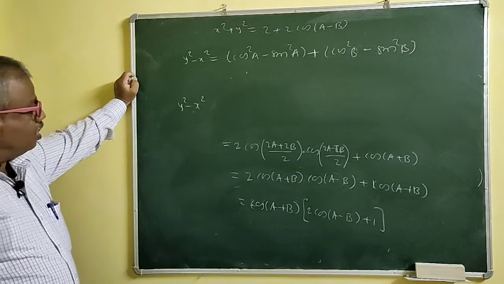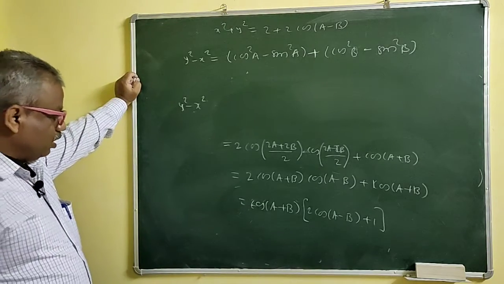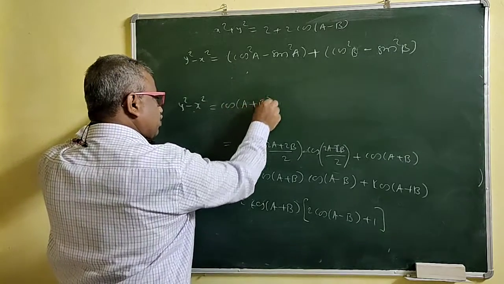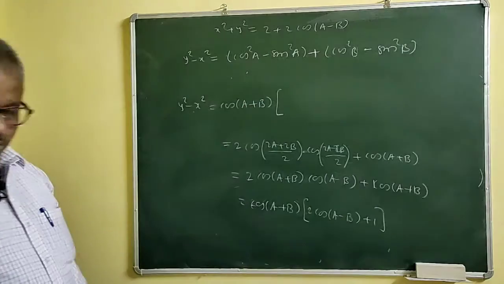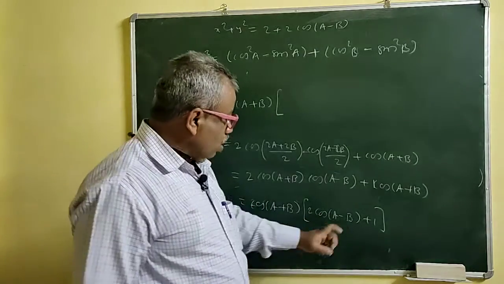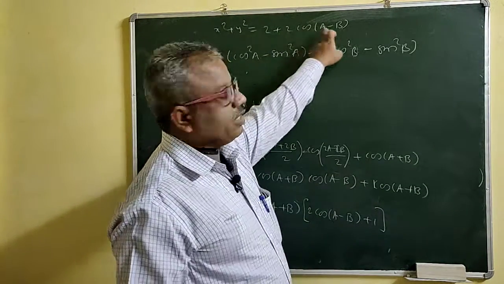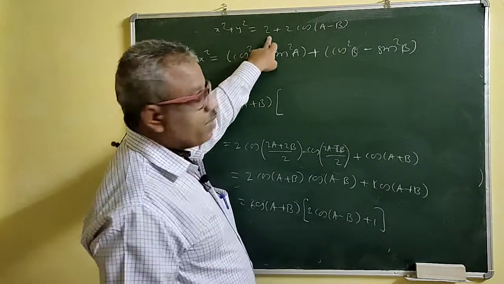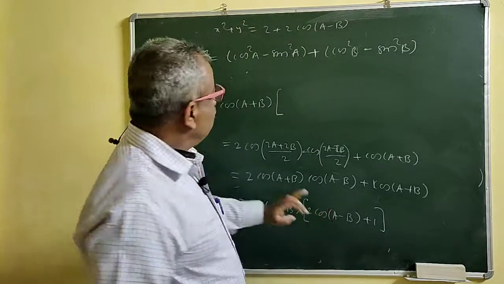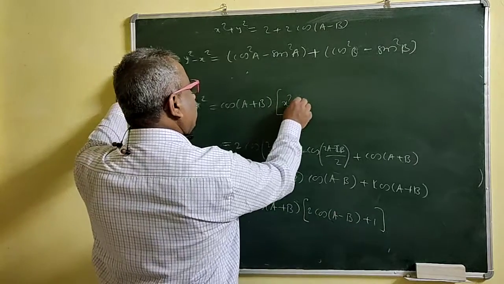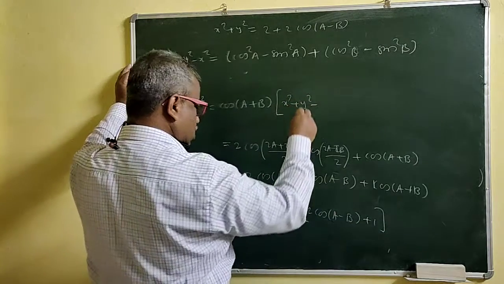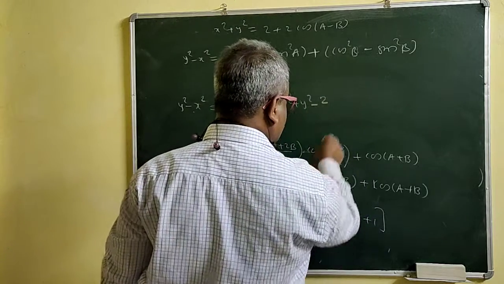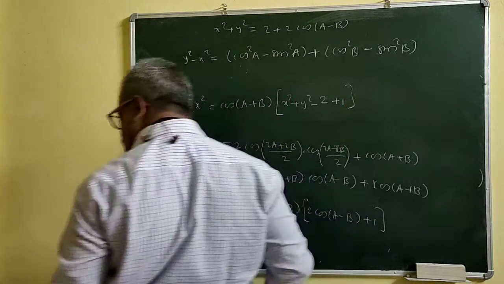Now see what we get. So y square minus x square is equal to cos of (A plus B) as it is now. Now what is this? 2 cos (A minus B). So this is equal to x square plus y square minus 2, so this will be x square plus y square minus 2 plus 1.